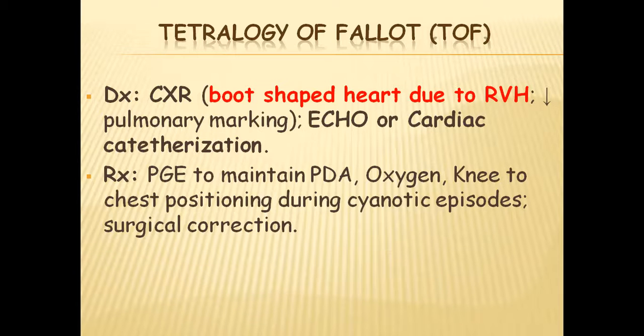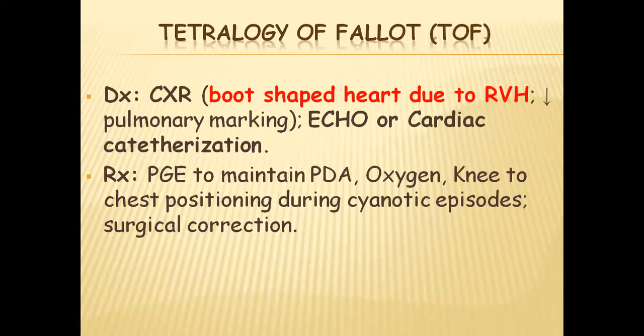So how do we make the diagnosis? On the chest X-ray, you want to see what they call the boot-shaped heart, and the boot-shaped heart is due to the right ventricular hypertrophy. And also when you look at the chest X-ray, this patient will have decreased pulmonary markings because of decreased pulmonary blood flow. And also you can do an echocardiogram in this patient. You can also do cardiac catheterization in this patient.